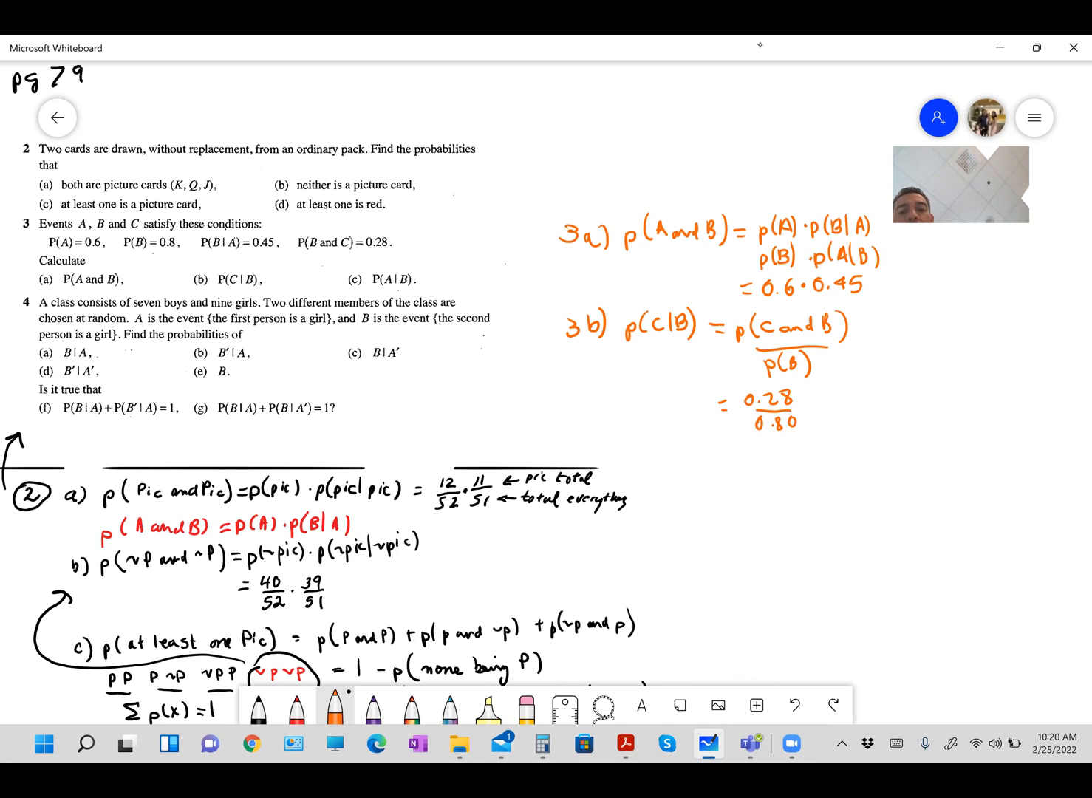Now 3C, they're asking for the probability of A given B. Well, that has to equal the probability of A and B divided by the probability of B. The probability of A and B was determined in part 3A, 0.6 times 0.45. The probability of B was given to you, and you just carry out that math.